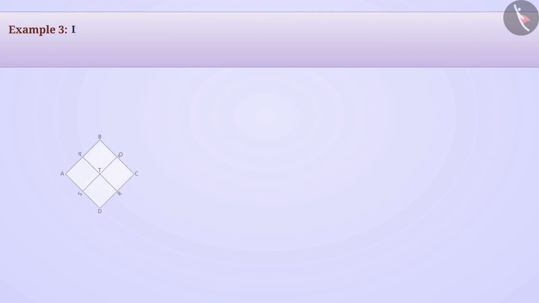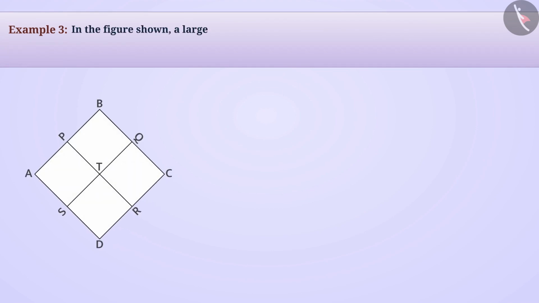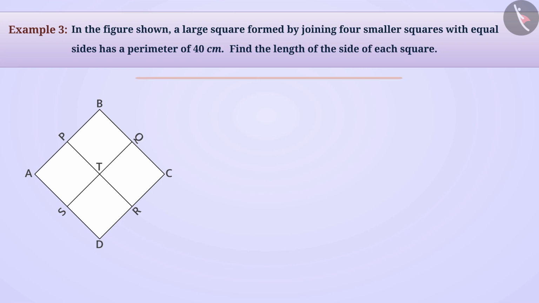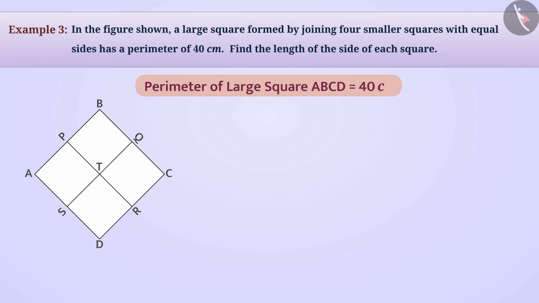Next example. In the figure shown, a large square formed by joining 4 smaller squares with equal sides has a perimeter of 40 cm. Find the length of the side of each square. In this example, we are given that the perimeter of large square ABCD is equal to 40 cm.